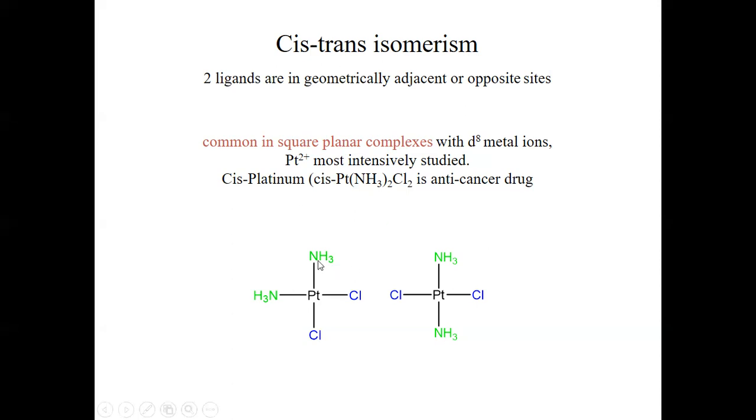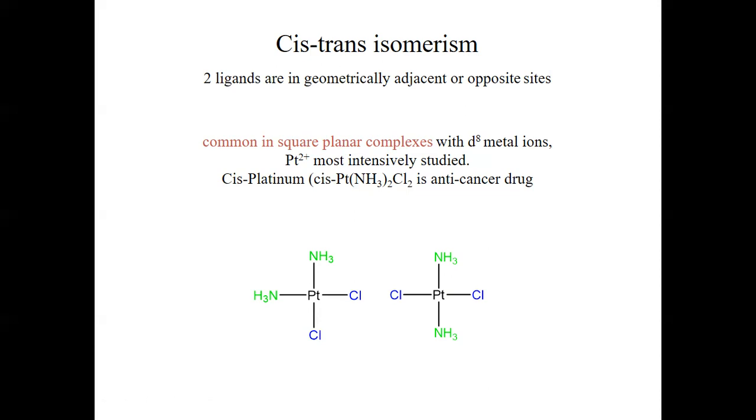So we can think about two different forms of platinum complexes that are square planar and have two amine ligands and two chloro ligands. The first one is the cis complex, shown here. Here we have two amine ligands in adjacent positions and two chloro ligands in adjacent positions. This is therefore the cis isomer, whereas over here we have the respective trans isomer, where the amine ligands and the chloro ligands are in opposite positions.